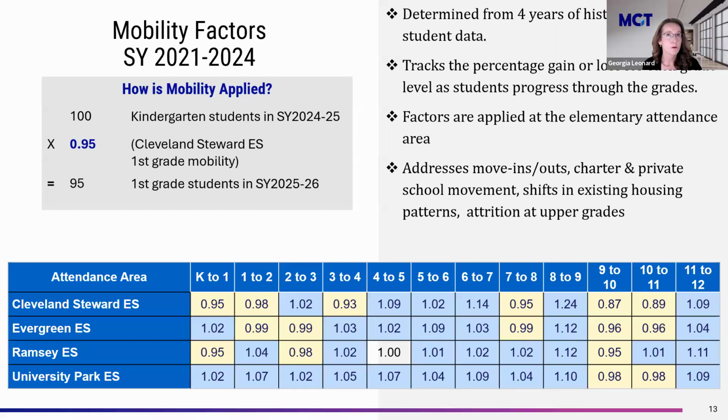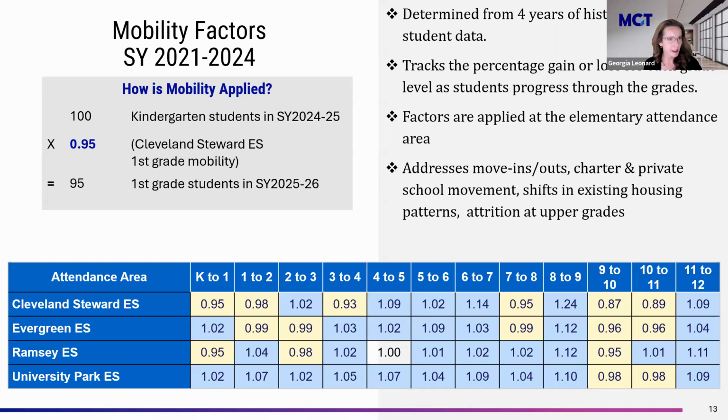And then we end up with something called mobility factors. Mobility factors are specifically driven by your historical student data. It takes the 4 years of students that we geocoded, analyzes them, and identifies the number of students in that cohort as they go from year to year. Let me explain that a little bit better.